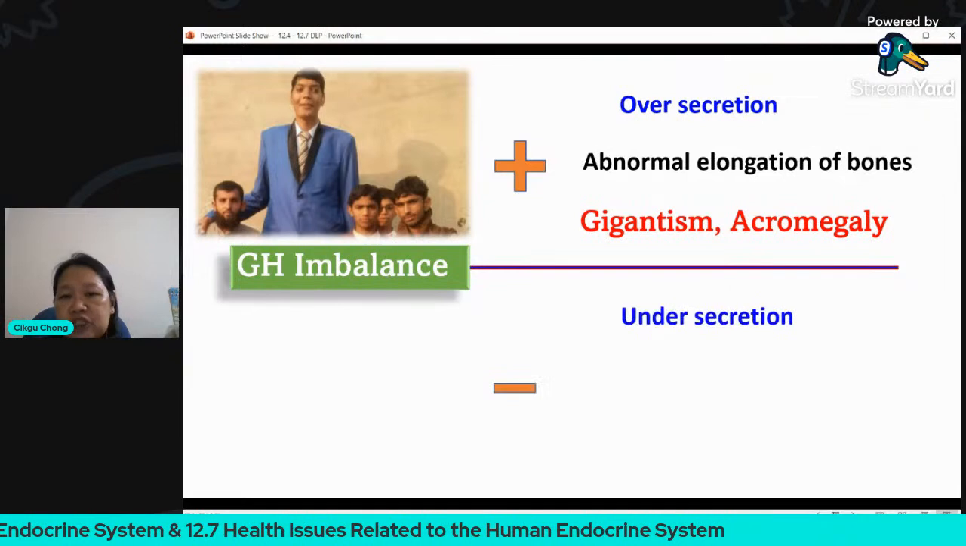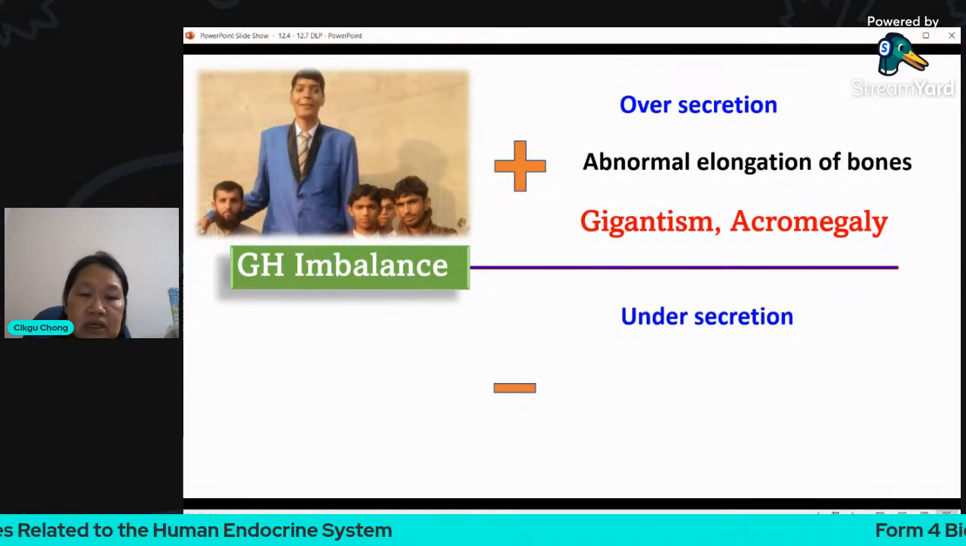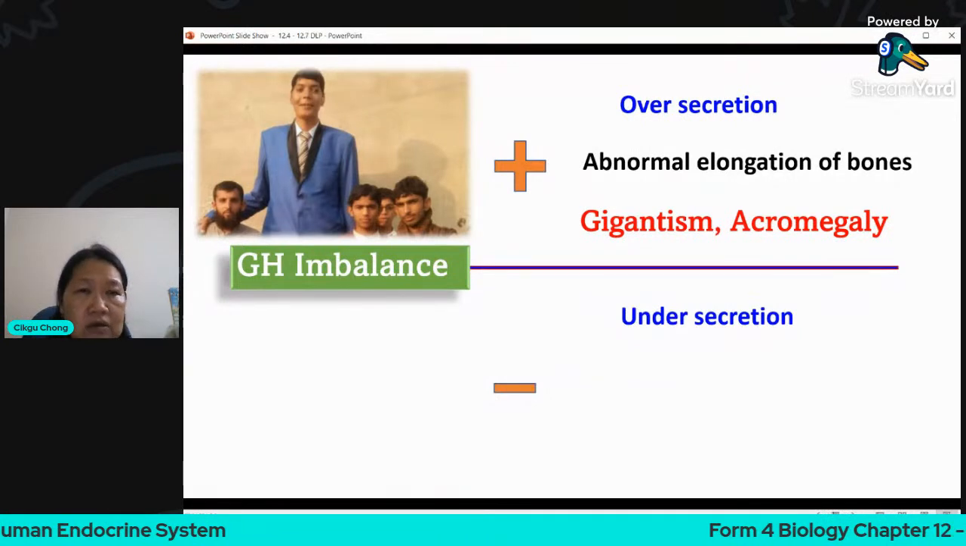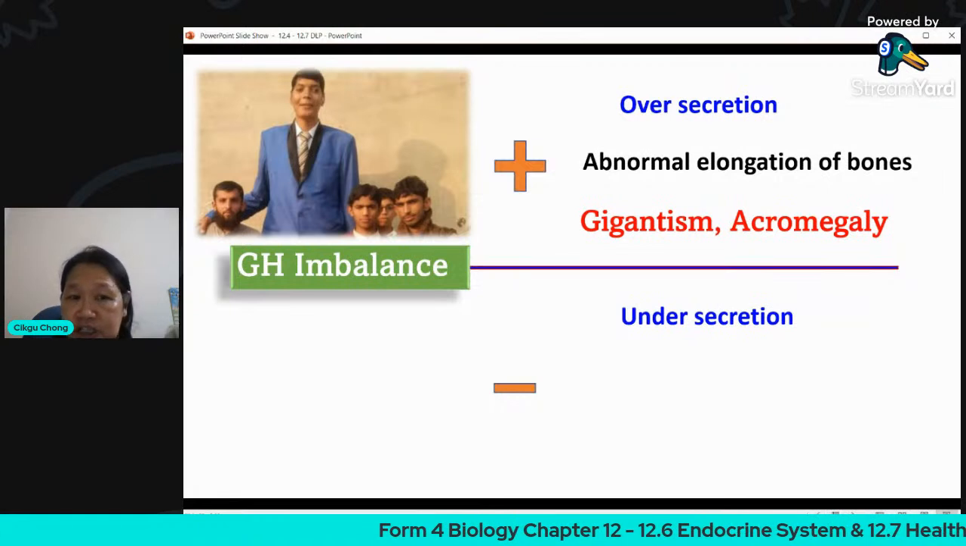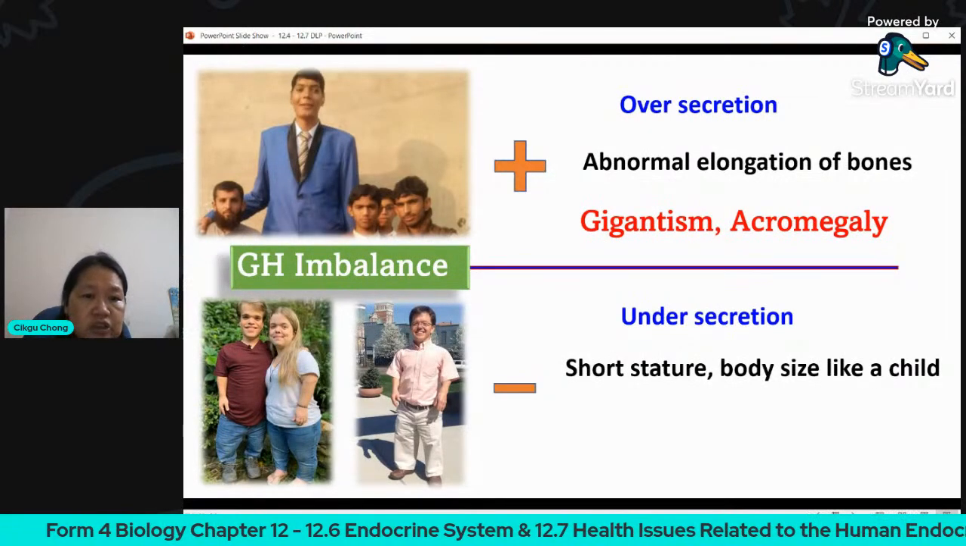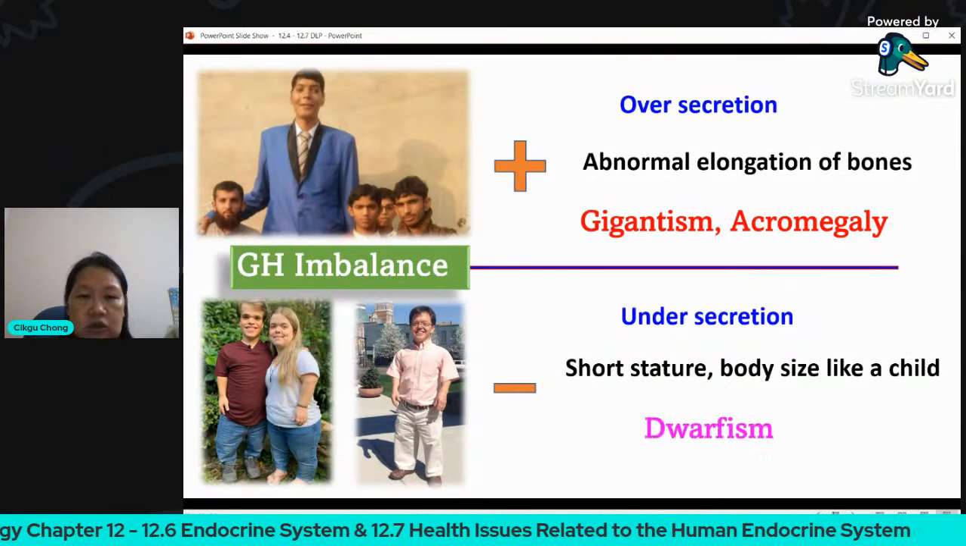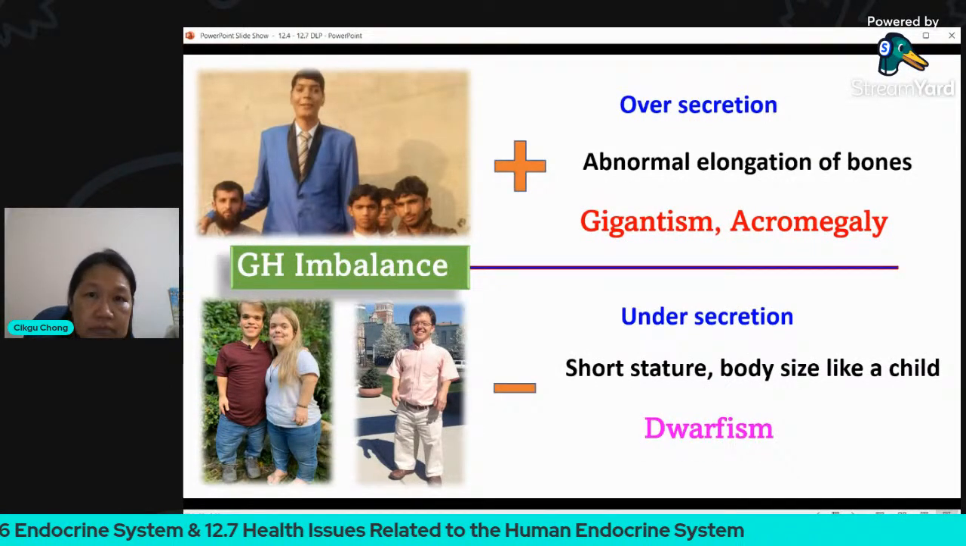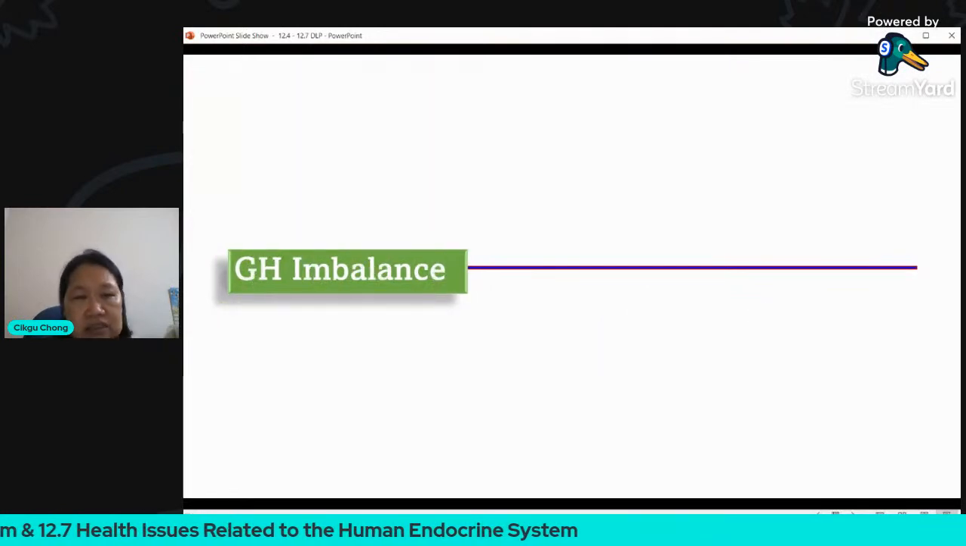Okay, what about under secretion? Too little growth hormone. That means the person will not grow very tall, less than normal height. So you may have short stature, a person with short body size like a child, short limbs. This is called dwarfism. Some of it is genetic, some of it is probably from this growth hormone imbalance.